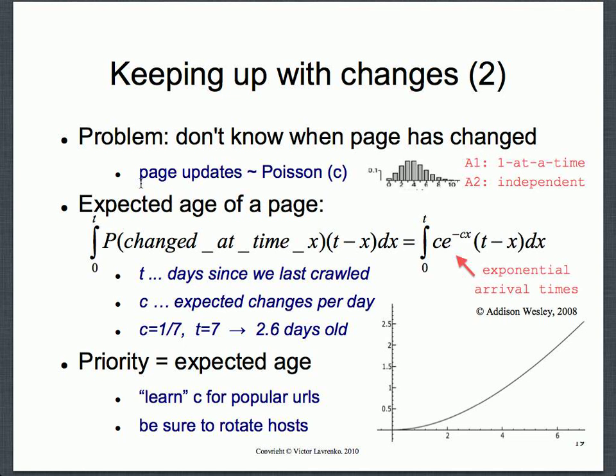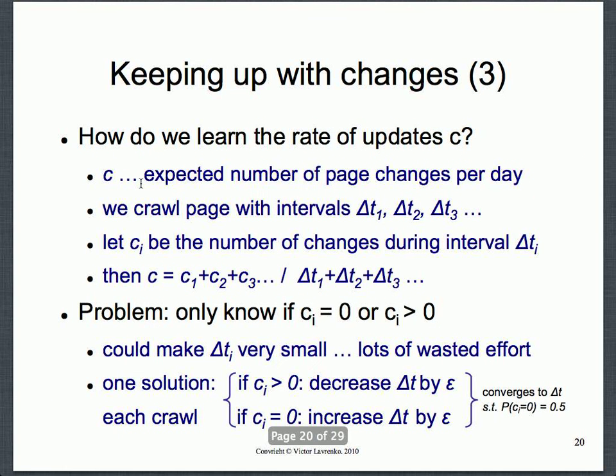Okay, so that's all fine and dandy if you know C, and of course no page is going to say, here's my true frequency of updates. So how do you get C? And the idea is, if you have certain pages that you are crawling frequently for whatever reason, you should actually try to learn C, and it's not particularly difficult. So let's see how would you be able to learn the rate of update for a particular page.